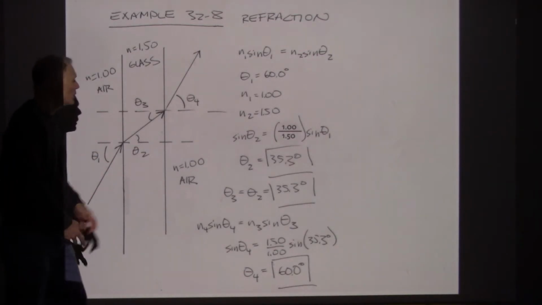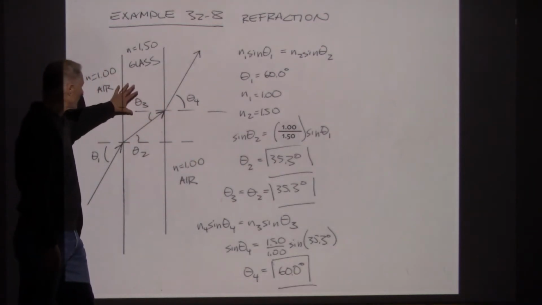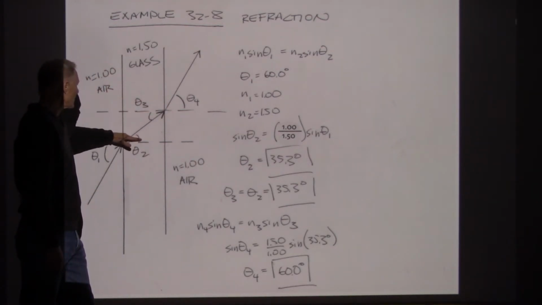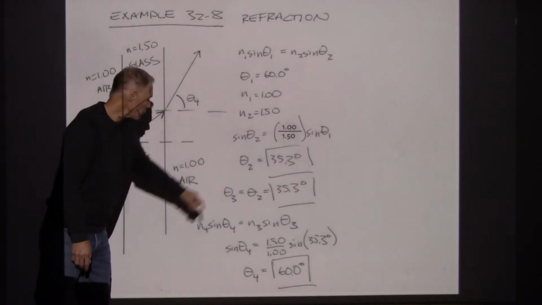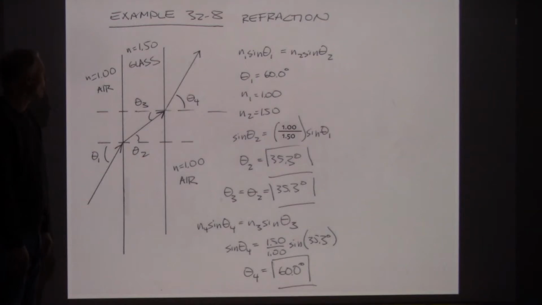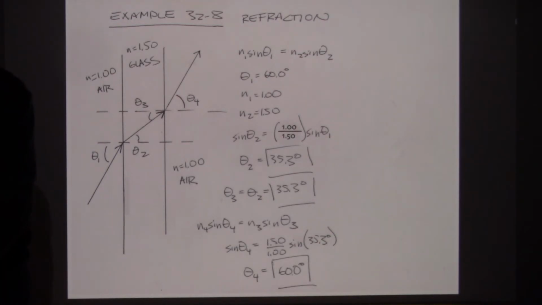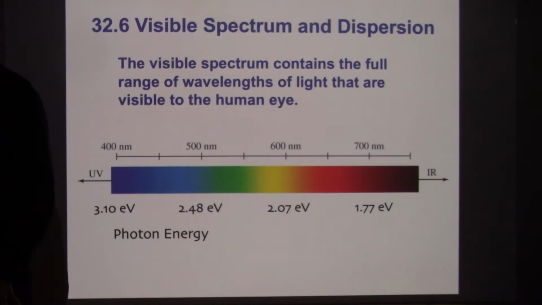So if theta 2 is 35, then from the geometry I can say that these interior angles are going to have the same value. So theta 3 equals theta 2, and we already solved for theta 4. Okay, that's a nice example to start from. That's a very kind problem. It's showing us some good things, and we can use a little geometry for it.